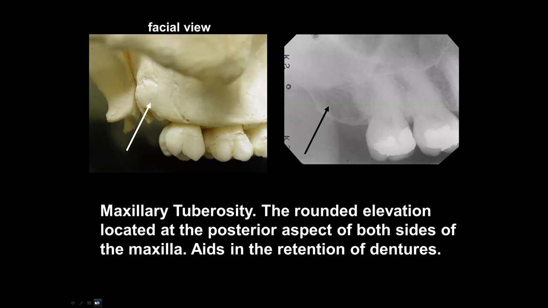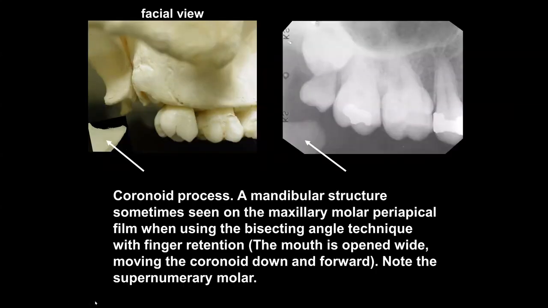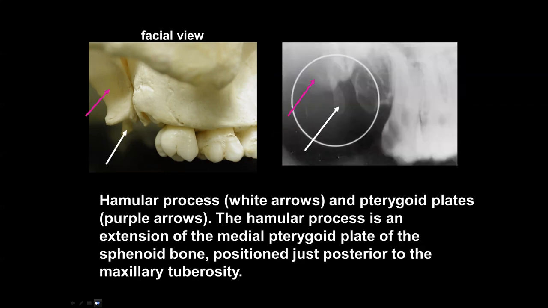Here the maxillary tuberosity is seen distal to the maxillary molar region, and it shows a rounded elevation located in the posterior aspect of both sides of the maxilla. The coronoid process is seen as a triangular shaped radiopacity, and it is the only part of the mandible seen in a maxillary radiograph. The hamula process is seen as an extended radiopacity almost attached to the pterygoid plates.